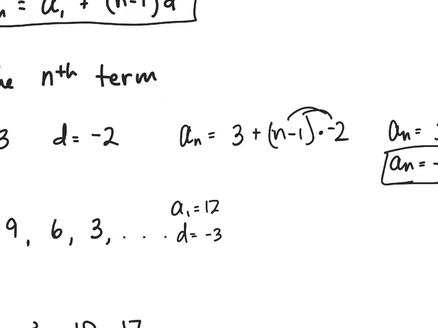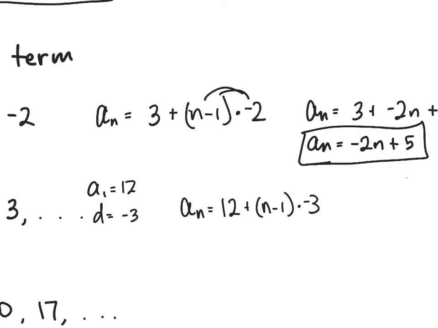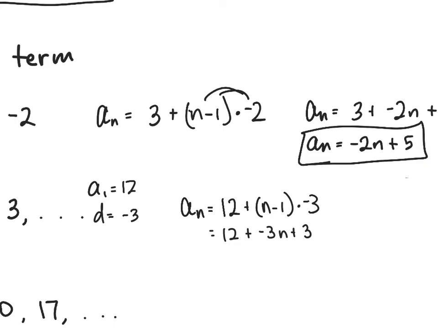So to write the nth term, we use the formula a sub n equals the first term plus n minus 1 times the common difference. And then we simplify. So -3n plus 15.